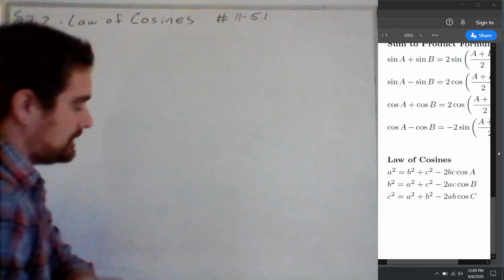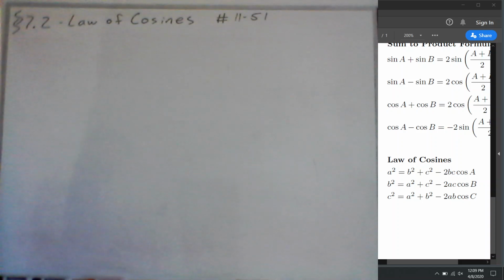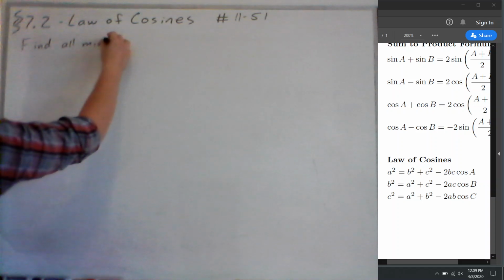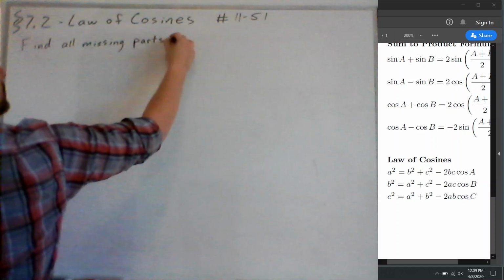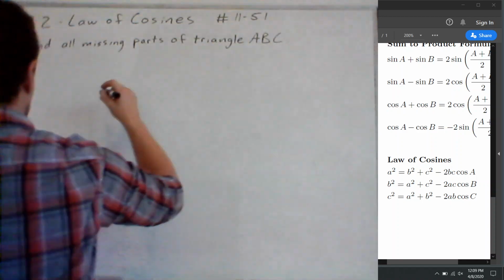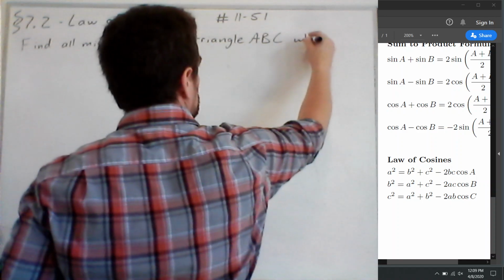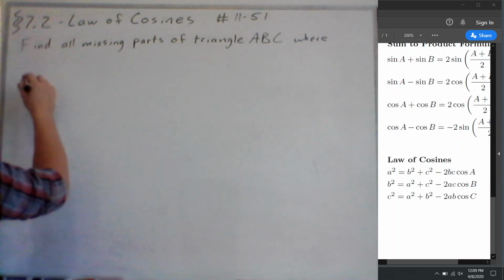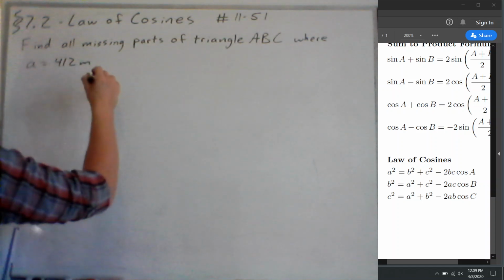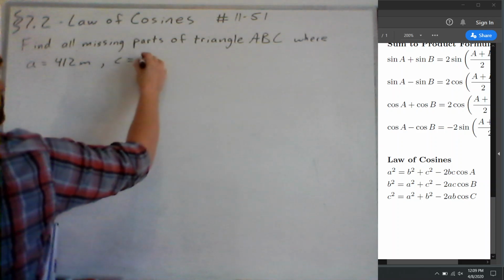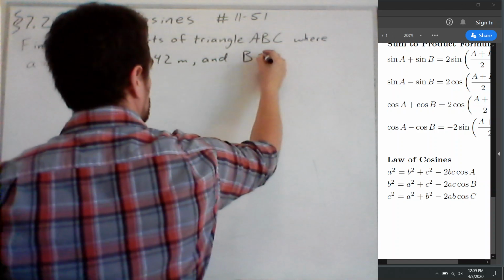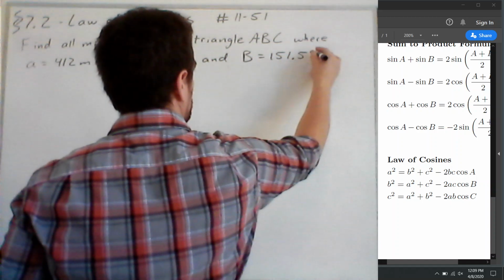Get rid of that line. And let's take a look at: find all missing parts of triangle A, B, C, where they tell you that lowercase a is 412 meters, lowercase c is 342 meters, and capital B is 151.5 degrees.